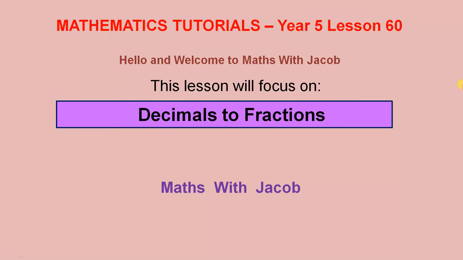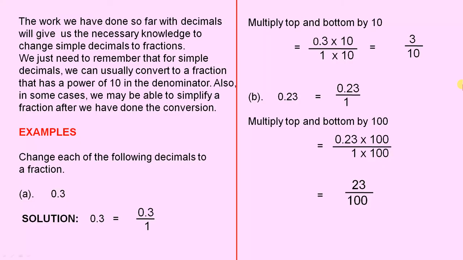This lesson will focus on decimals to fractions. The work we have done so far with decimals will give us the necessary knowledge to change simple decimals to fractions. We just need to remember that for simple decimals, we can usually convert to a fraction that has a power of 10 in the denominator. Also, in some cases, we may be able to simplify a fraction after we have done the conversion. So let's look at some examples.